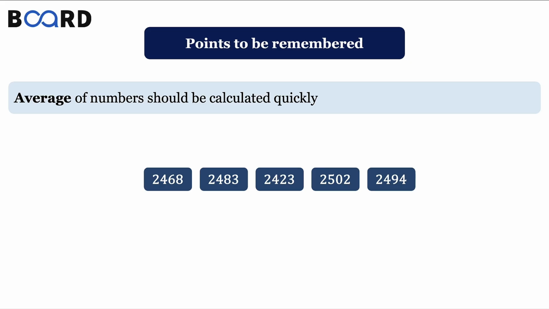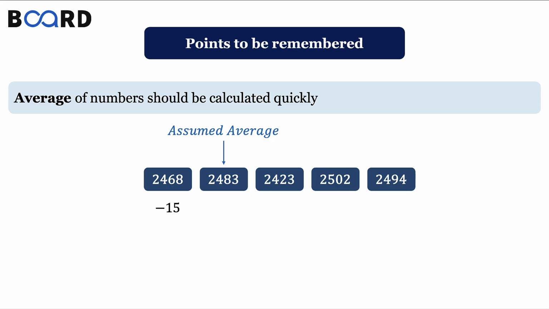So we consider that sort of a closer value. Let's say we can consider 2468, we can consider 2483 also. Those two seem to be the middle values. So for the time being, let's say we consider 2483 as the assumed average. Now, from the assumed average, we'll try to find out the deviation of each and every other value.